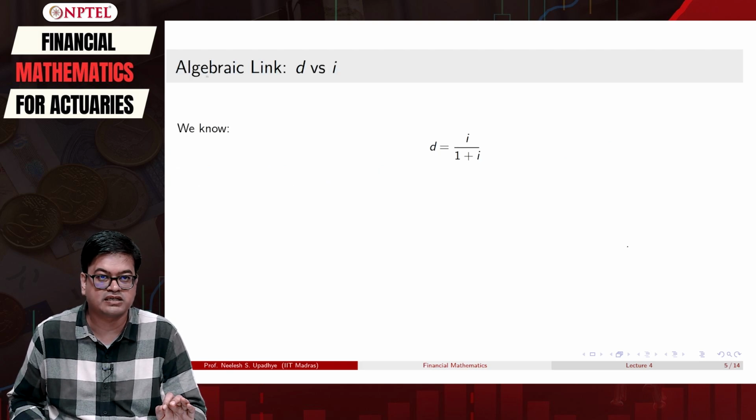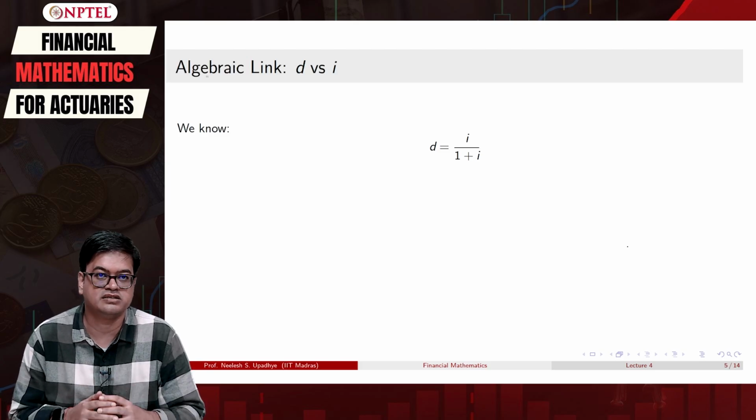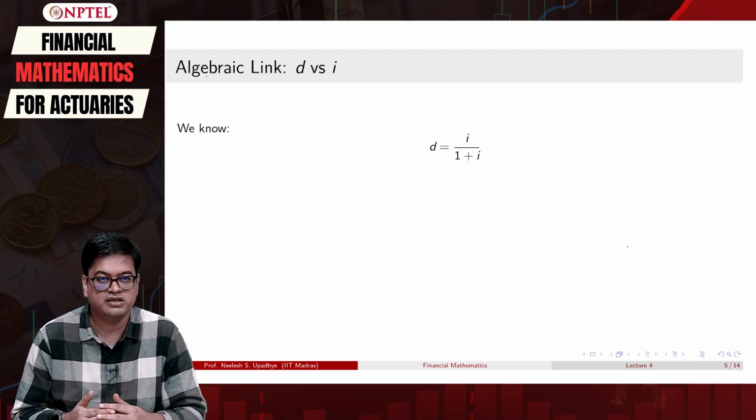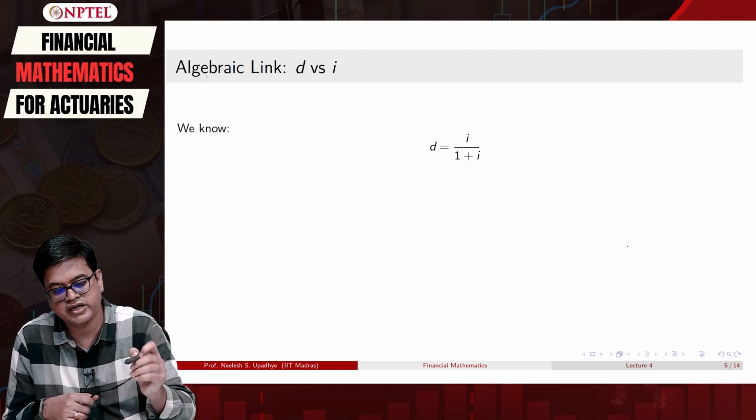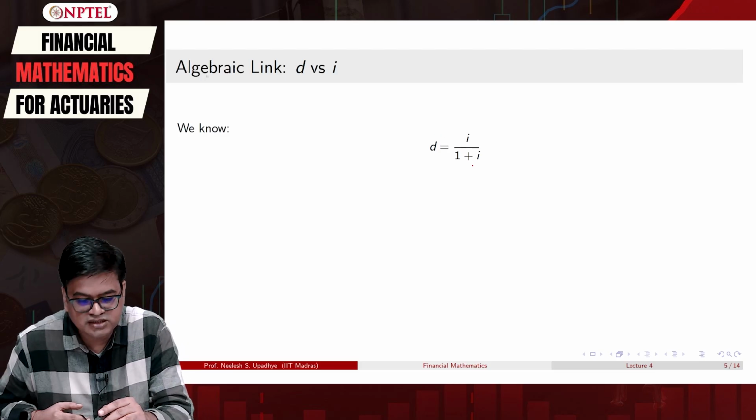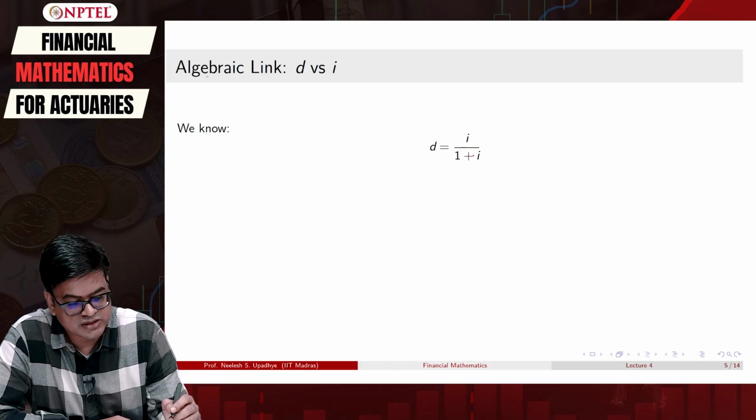Now let us try to understand the algebraic link between D and I. In yesterday's class we have already derived this formula, D is equal to I upon 1 plus I.